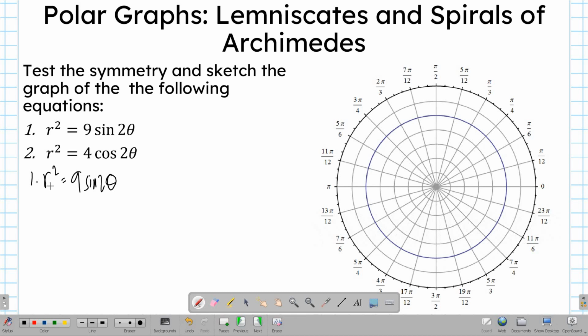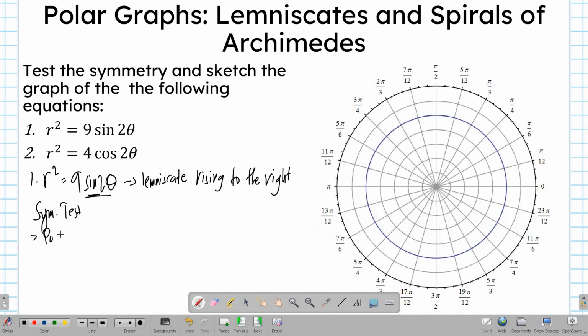Now, as we can see, it's r squared and then sine 2 theta. So therefore, we say that this is a lemniscate or a figure 8 rising to the right. That's what we expect the graph will look like. So with this, let's now have our symmetry test.